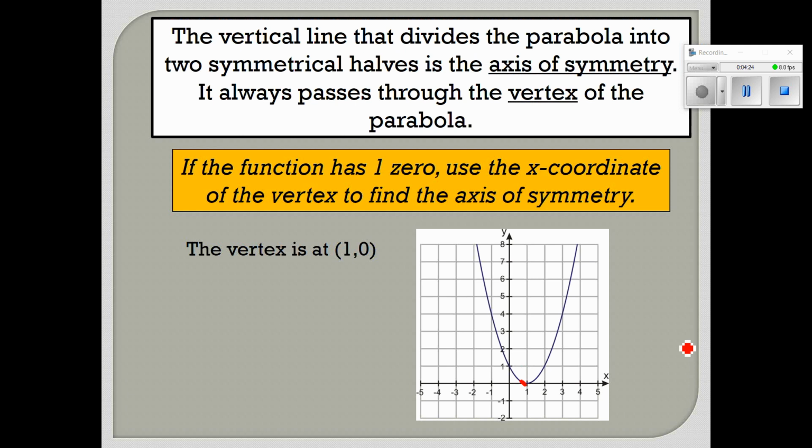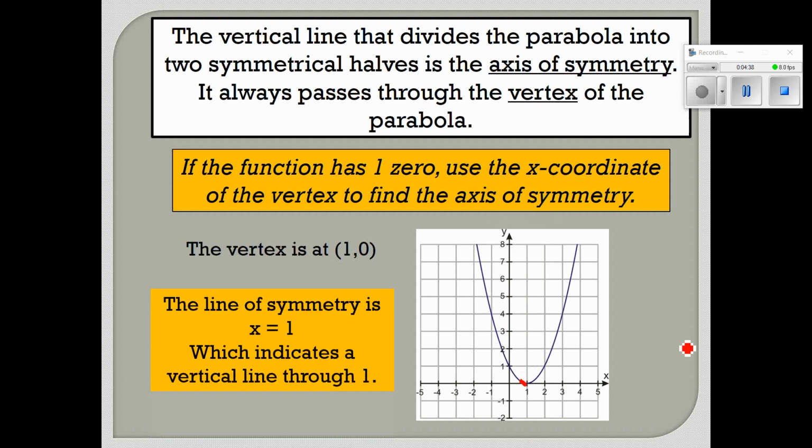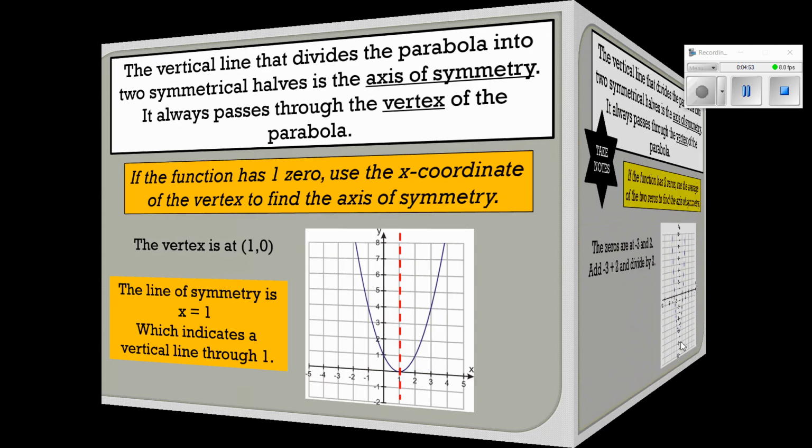It's at 1, 0. So because this is on a graph, it's very easy to tell where the axis of symmetry would be because it's wherever the vertex is. So we can see that the axis of symmetry would be on 1. There's my dashed line to indicate the axis of symmetry that divides that into 2 parts. Now that was really easy because there was only 1, 0. It only touched the x-axis one place, so that is where the axis of symmetry is located.